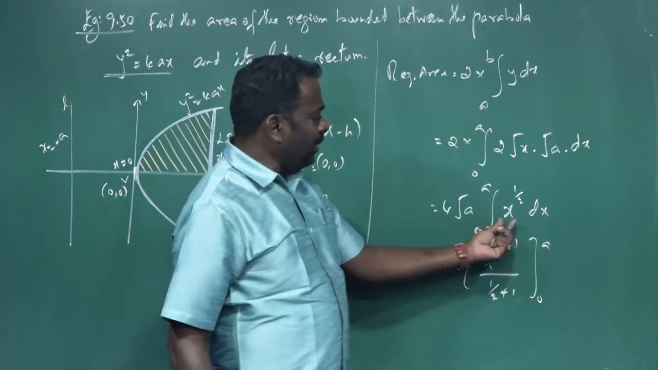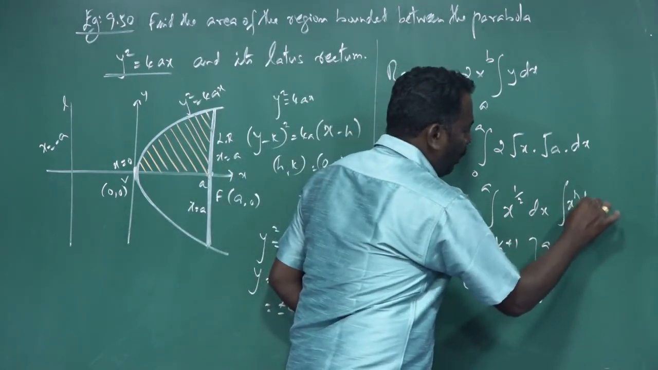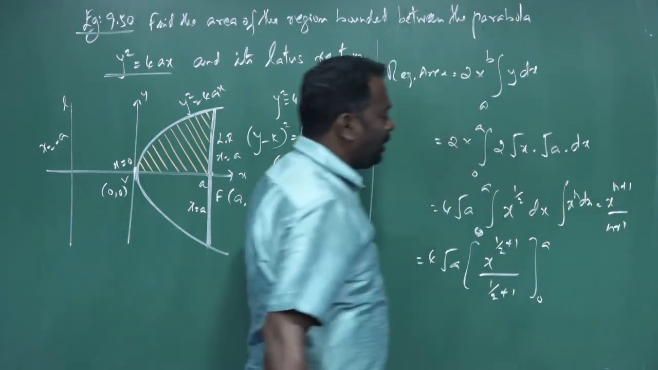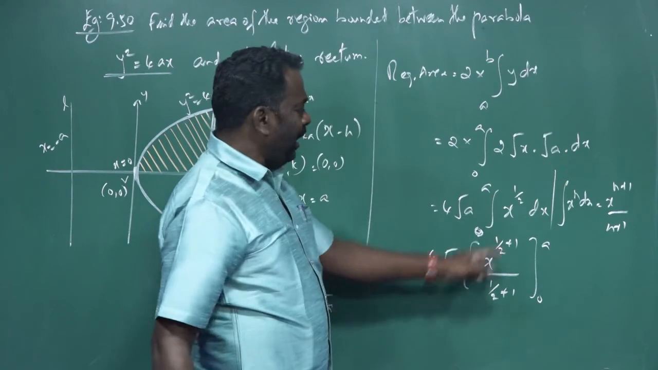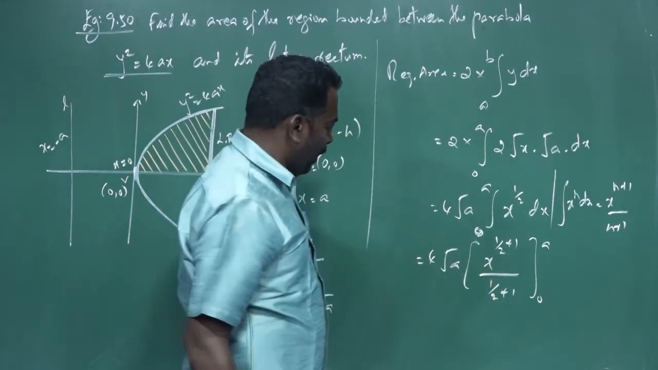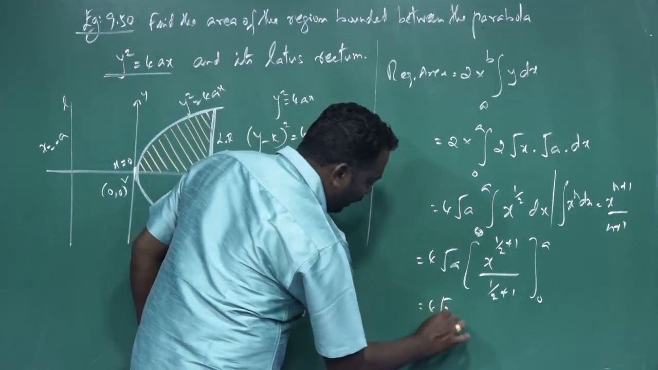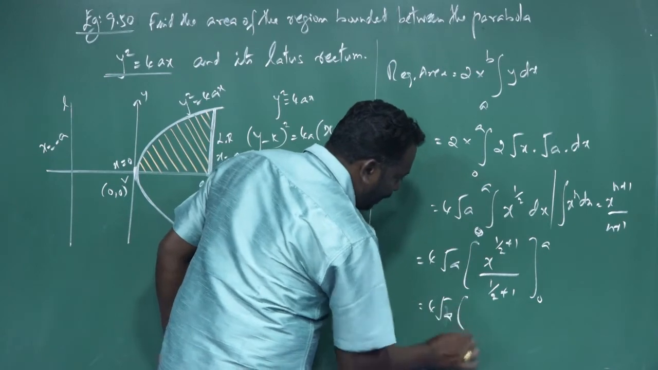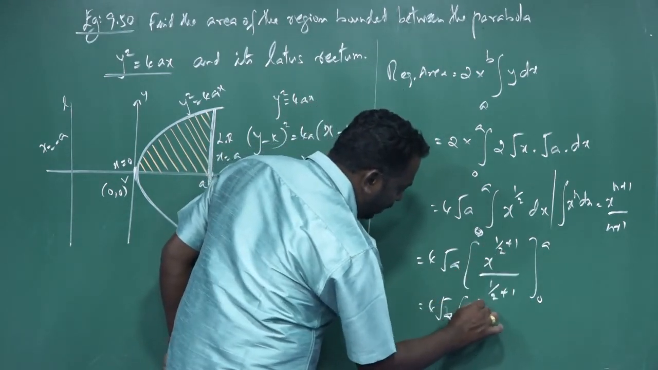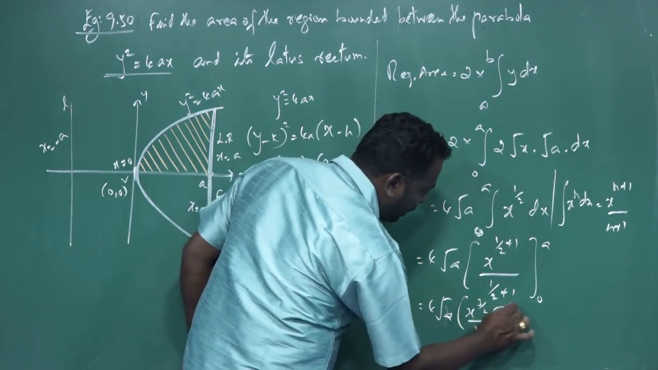We know the integration of x power n into dx is equal to x power n plus 1 by n plus 1. Apply this integral formula to integrate. Here n value equals 1 by 2, x power n plus 1 by n plus 1. Now we have to simplify the value, that is equal to 4 root a within the bracket, and add the value 1 plus 2 by 2. Therefore x power 3 by 2, again divided by 3 by 2. Limits are 0 and a.